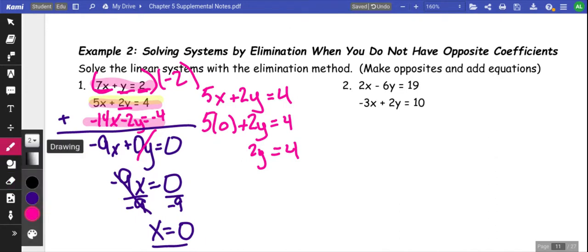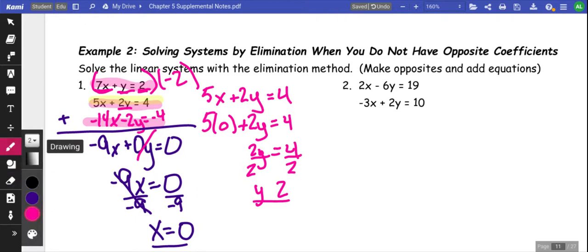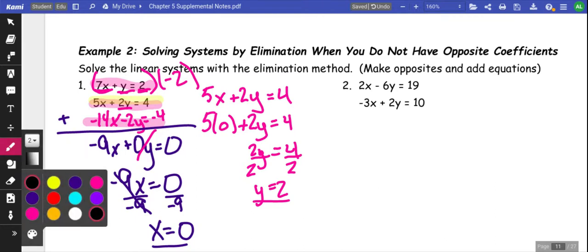I'm multiplying here by 2, so I'm going to divide each side by 2, and I get y is equal to 2. Kind of looks like the approximately equal. My screen just bounced when I did that. Y is equal to 2. Okay, so for my final answer, I'm going to put the x and the y in one ordered pair. I'm going to get 0, 2.